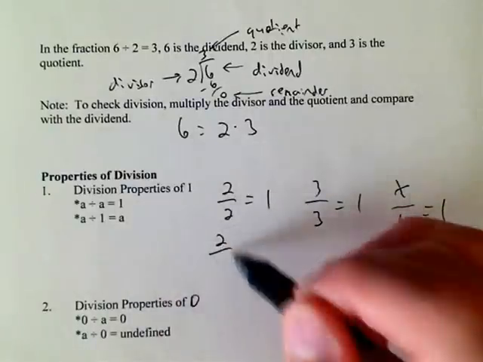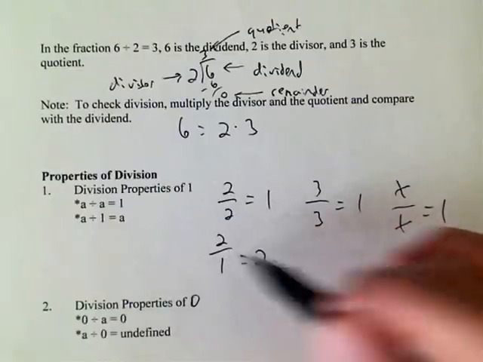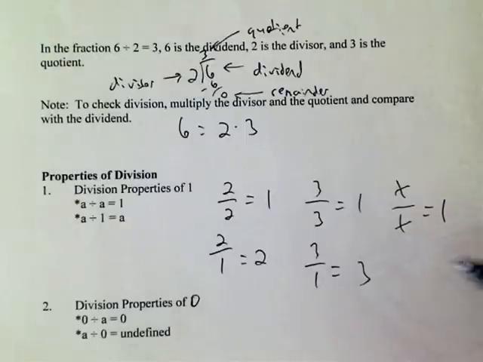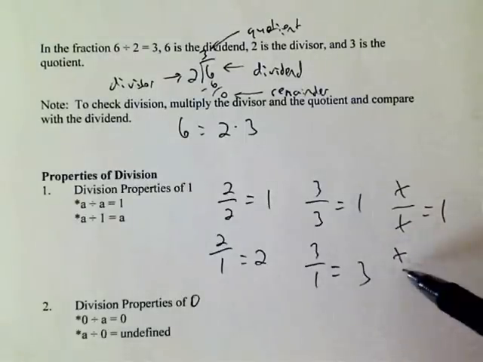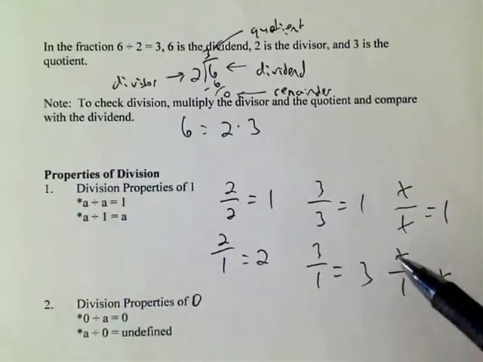If we take a number like 2 and divide it by 1, we're going to get 2, because 1 divides into 2 two times. 3 divided by 1 is 3. In fact, if you take any number called x, x divided by 1 is x. Now where this is a big deal is with fractions.